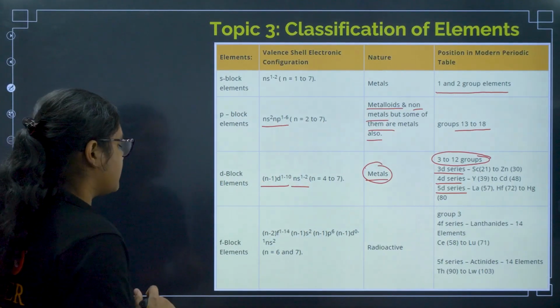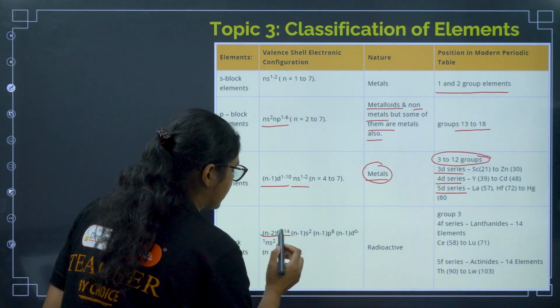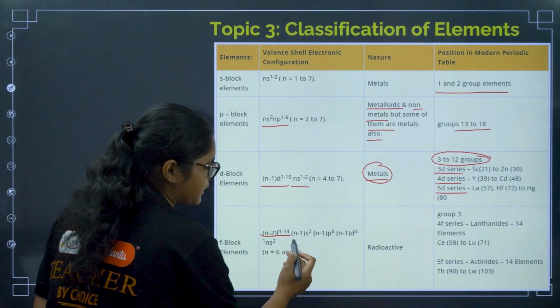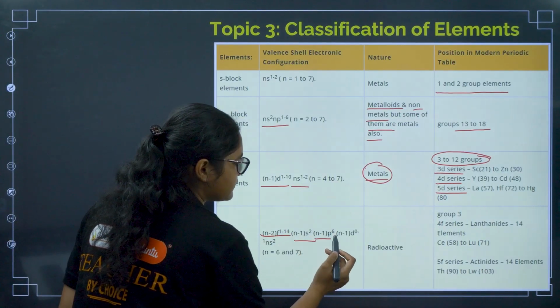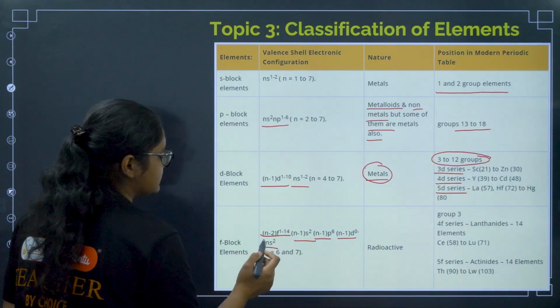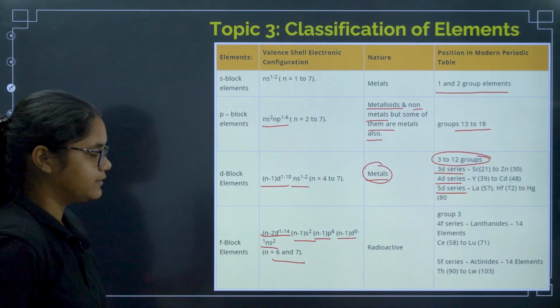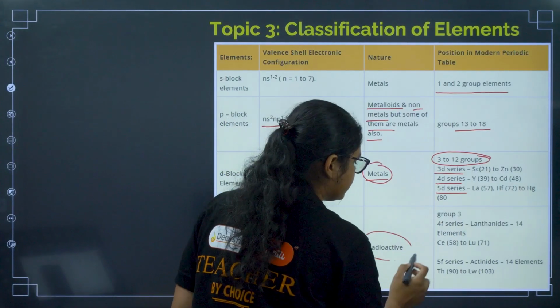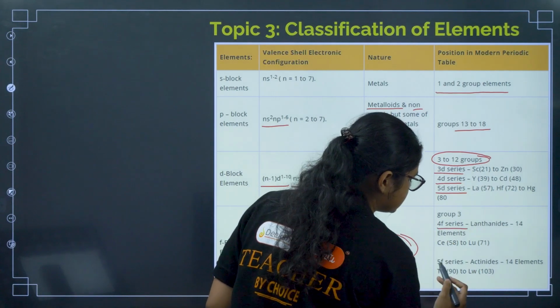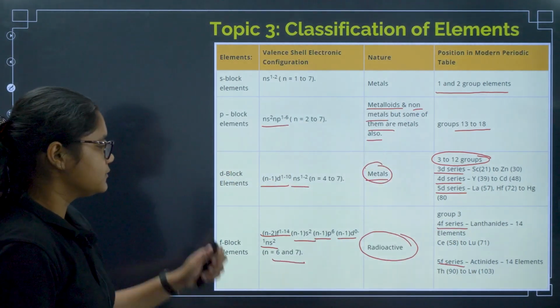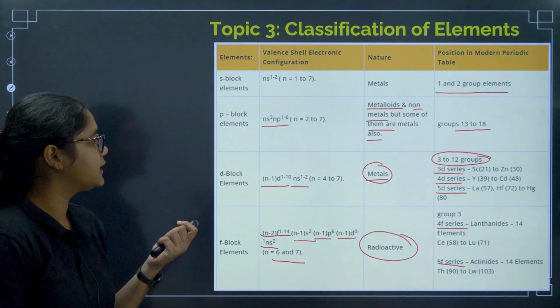Next, coming to your f block elements, (n-2)f1 to 14, (n-1)d0 to 1, ns2. This is for your 6th and 7th period. So these elements are generally radioactive, and we have 2 series, 4f series and 5f series. So this is the general classification of the periodic table.